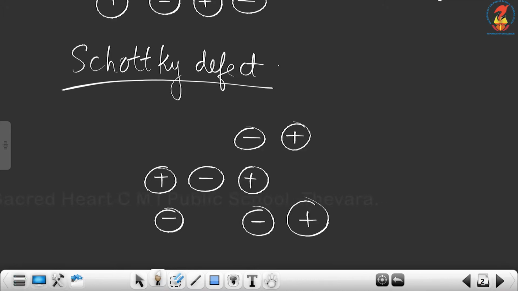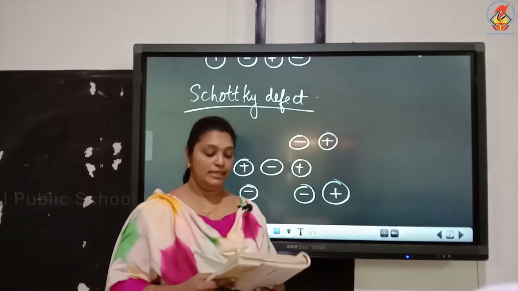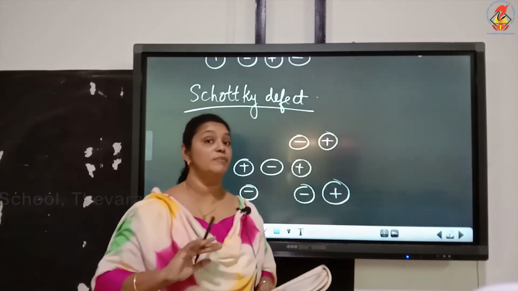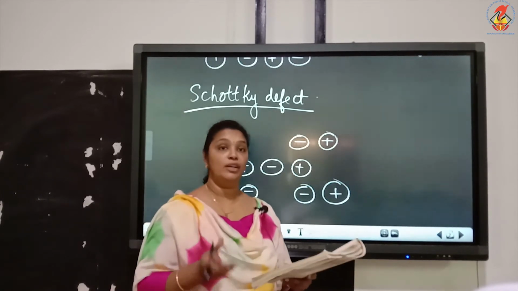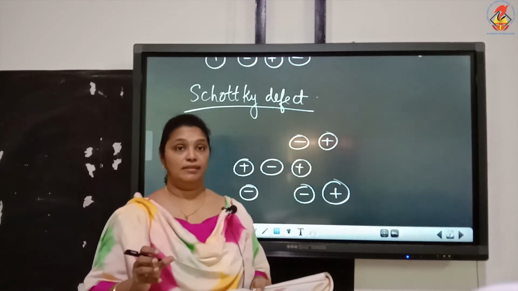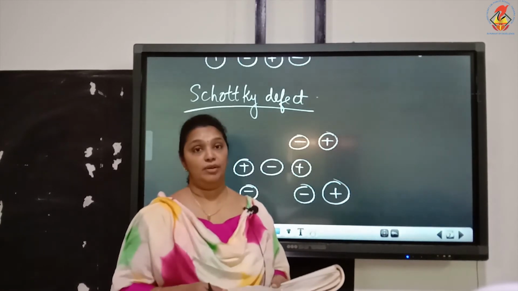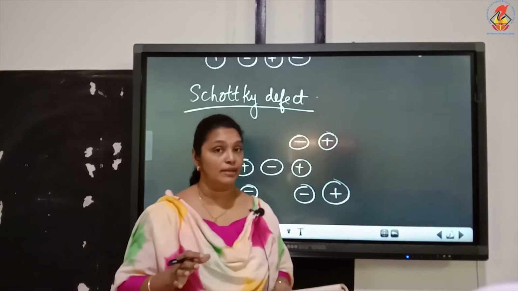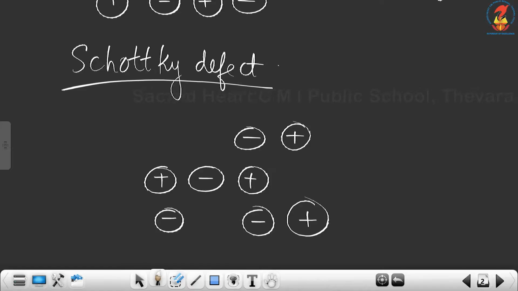So this is Schottky defect. Now you can see that in Schottky defect, the density of the solid decreases because there is missing of anions and cations. This defect is found in ionic compounds where the sizes of the cation and anion are almost the same or similar. Examples of compounds that show Schottky defect are sodium chloride, potassium chloride, cesium chloride, etc.